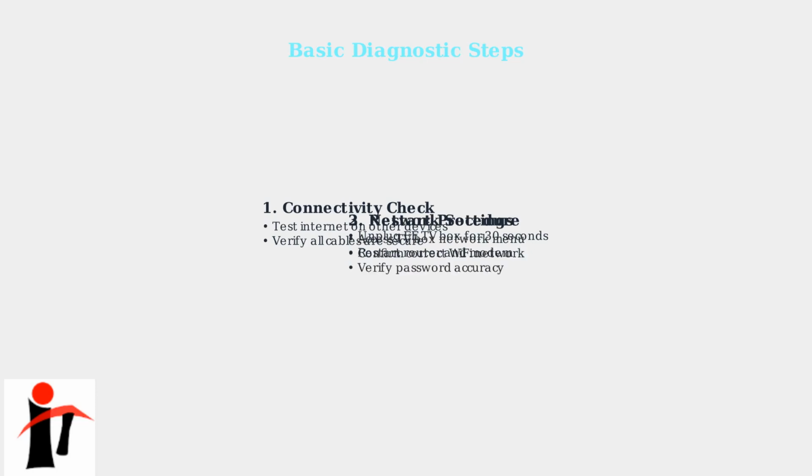Finally, check your network settings. Access the TV box network menu to confirm the correct Wi-Fi network is selected and the password is accurate. Follow these diagnostic steps in order to systematically identify the source of your connectivity issues before attempting any fixes.